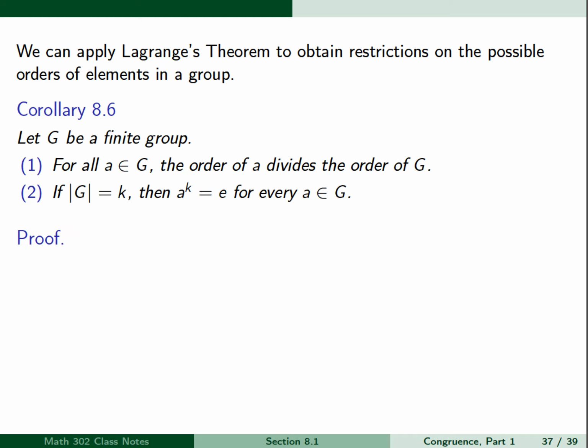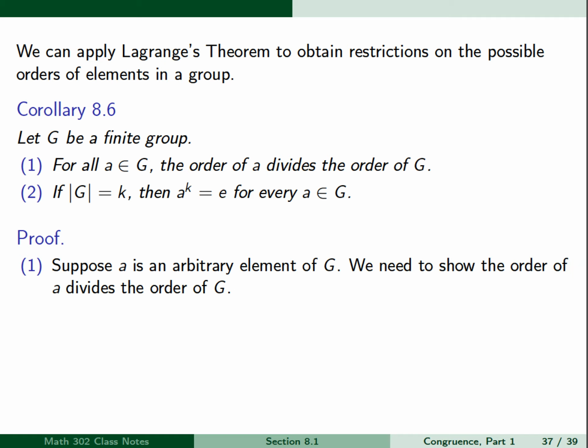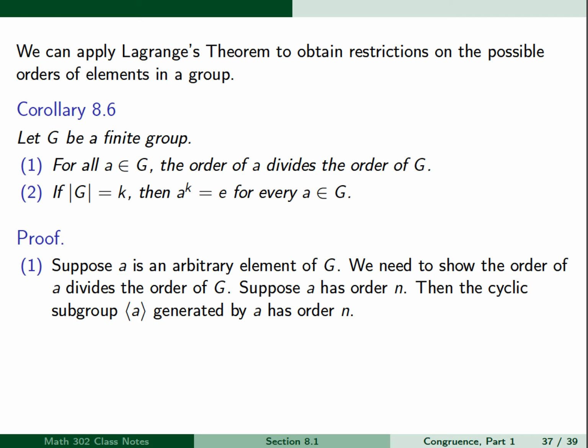For the proof, we'll start with 1. Suppose a is an arbitrary element of G. We need to show the order of a divides the order of G. So let's suppose that a has order n. Then the cyclic subgroup generated by a has order n. And by Lagrange's theorem, n divides the order of G.